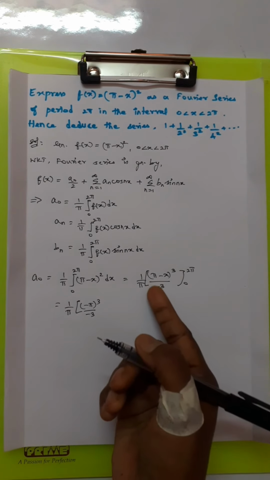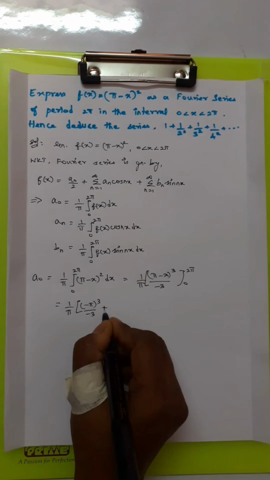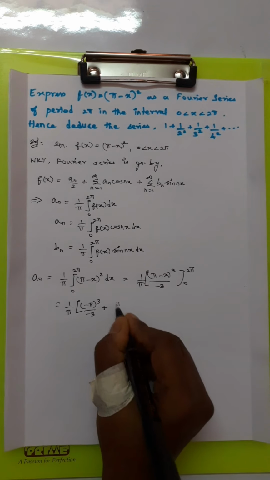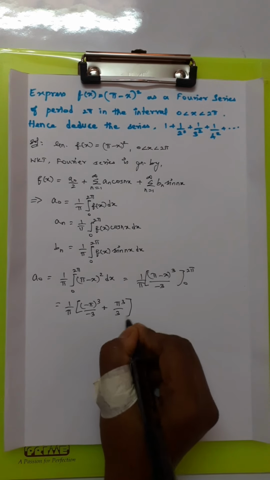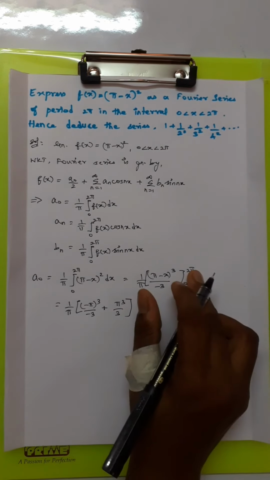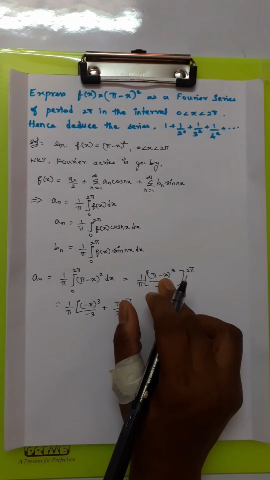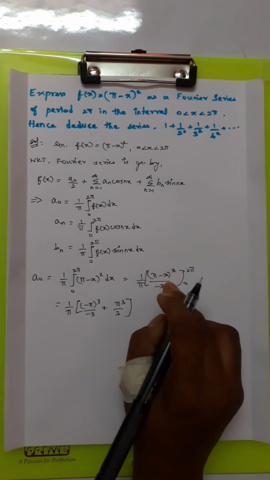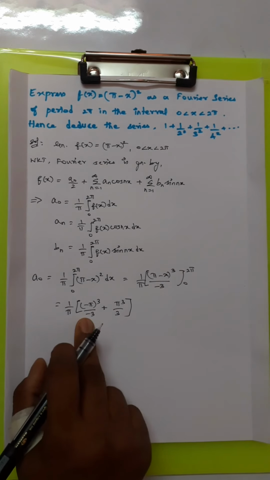Already we have a minus here. So minus into minus plus 0. X takes the value 0. So it is just pi cube by 3. Right. Upper limit 2 pi to the variable x. So pi minus 2 pi is minus pi the whole cube, and this minus 3 has come as it is here.